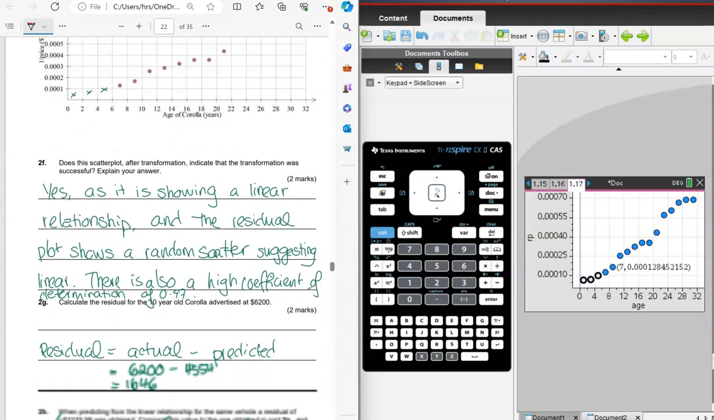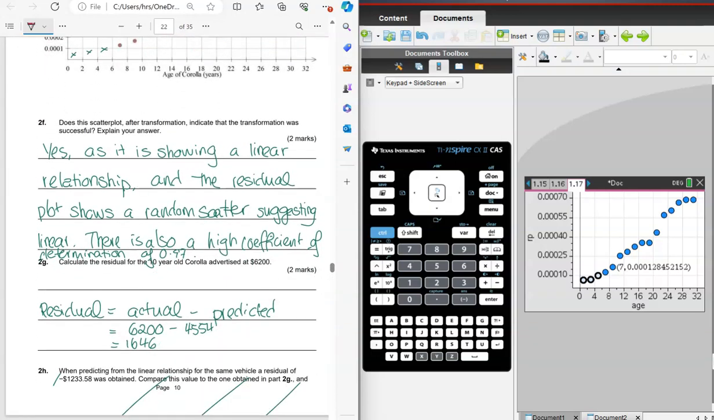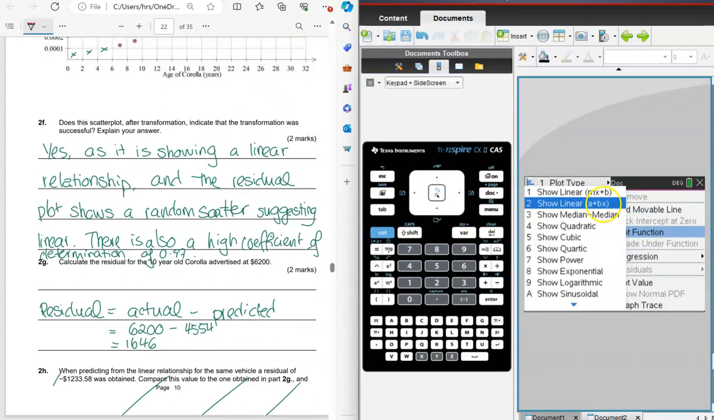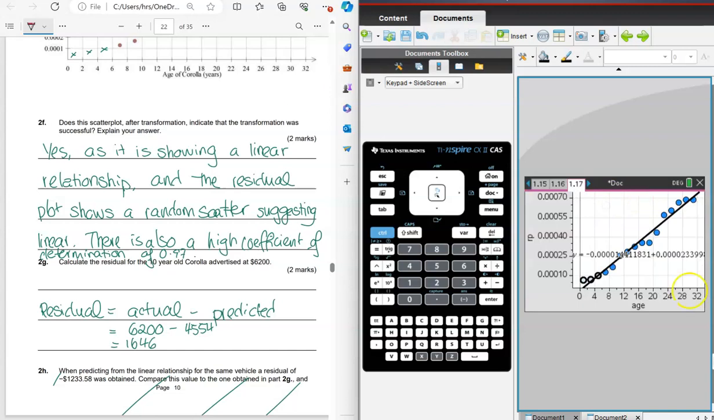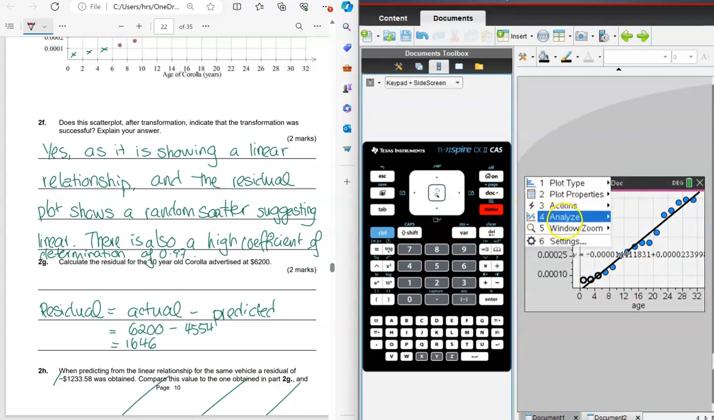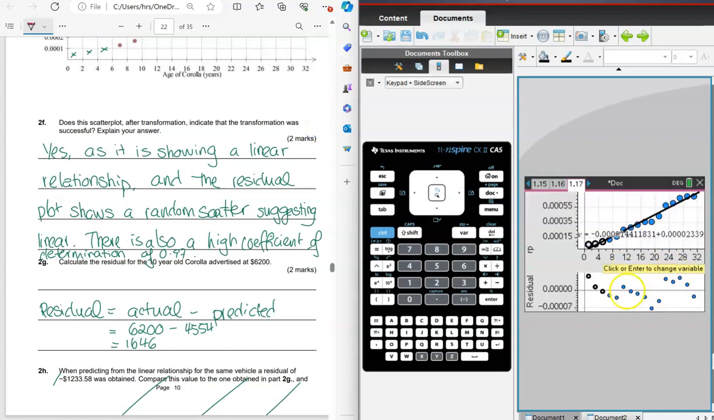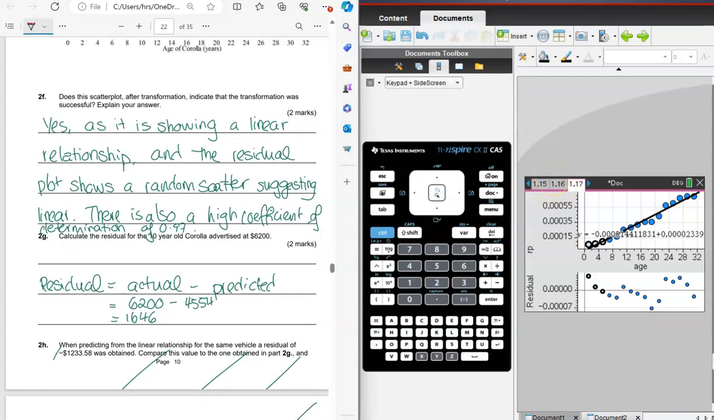Sorry. And yes, if we look at this one's residual plot, to remember to get the residual plot, you have to have the linear regression line and then analyze, show residual plot. You can see it's random. So yes, we would say this one's linear. And has it transformed it? Well, yes, we had a high R-squared value as well, of 0.97.